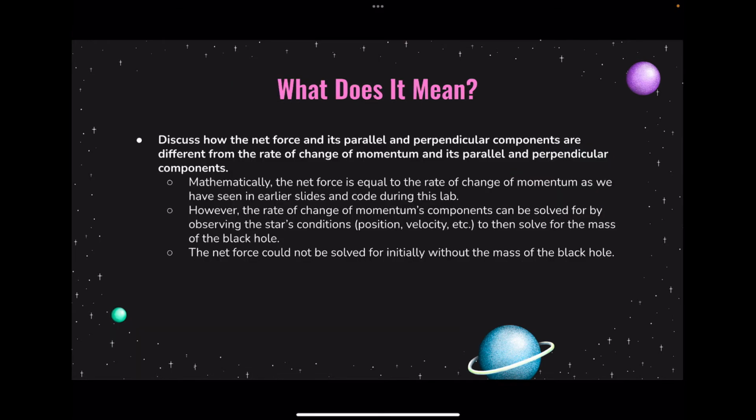So what does this mean? Do the net force and the rate of change of momentum have the same parallel and perpendicular components, or are they different? Well, mathematically, we know that they are equal. As you saw in our code, we set them equal to each other. However, if you noticed, we would always solve for dp dt first and then set it equal to F net. This is because these components can be solved for by observing the star's conditions, such as position and velocity. We know that the F net, or the net force, cannot be solved for. That's why we had to simply assign it a value without the mass of the black hole.